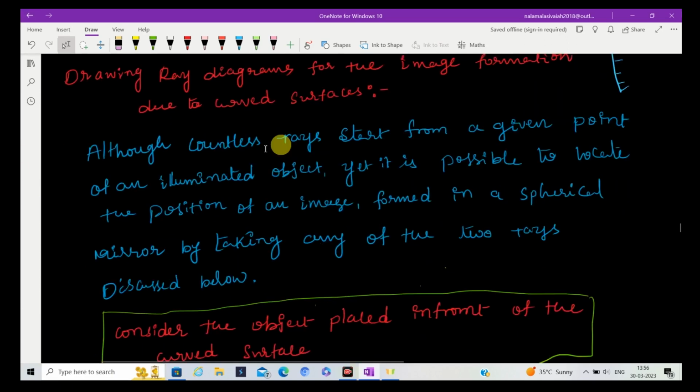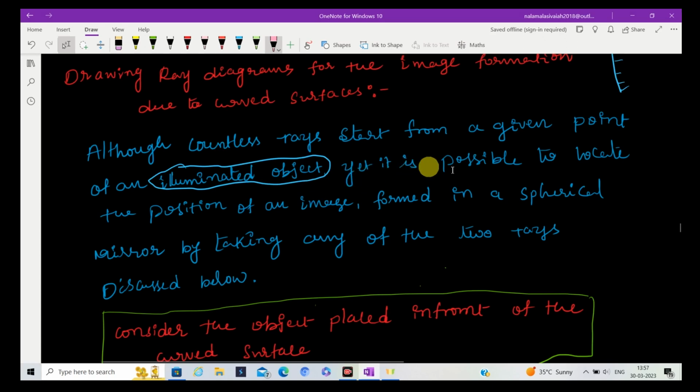Here you have to read these statements. Very important statements: although countless rays start from a given point of an illuminated object. What is the meaning of illuminated object? An illuminated object is like a bulb and a battery you can consider. That will be noted as an illuminated object, the object which gives the light.